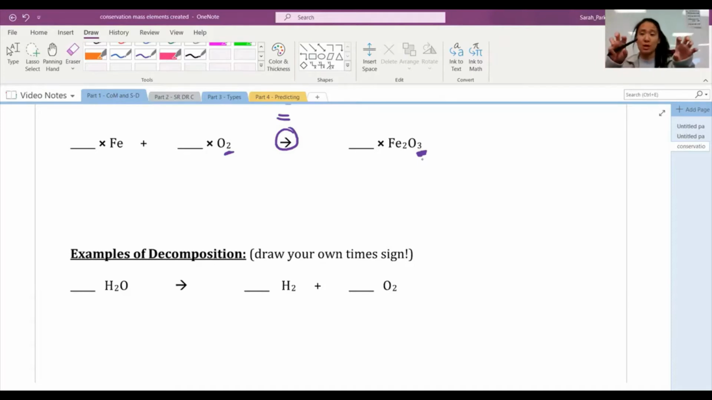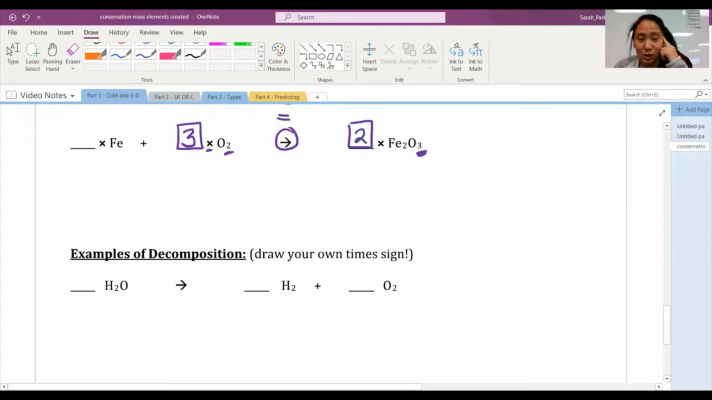So 2 and 3 can both multiply up to what number? Like the most common factor here, right? 2 and 3 can multiply up to the same number, which is what? 6, right? So you want 6 of each one. So what number times 2 will get me to 6? You're like, 3 times 2 gets me to 6. So I now have 6 oxygens on the left. So what number times 3 will get me to 6? And you're like, 2, okay?